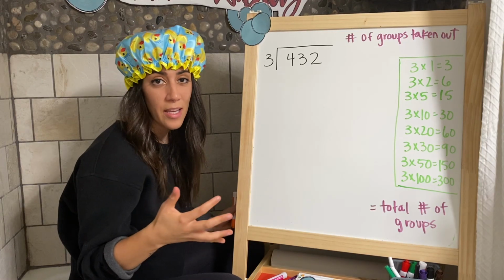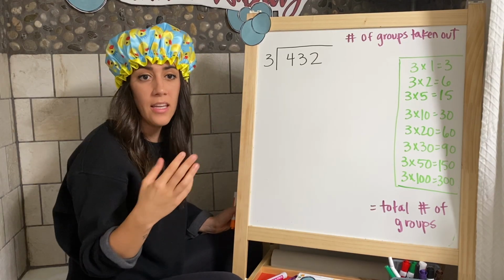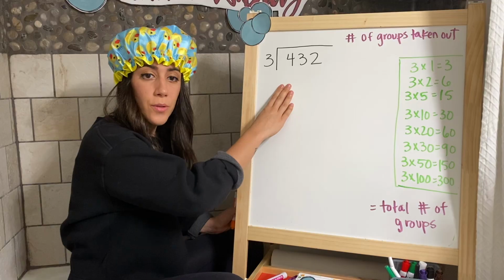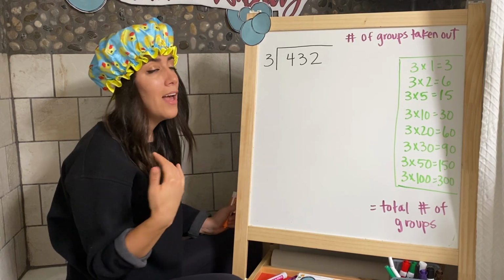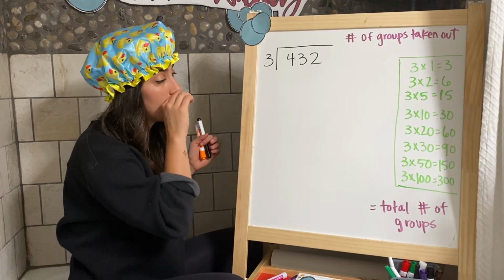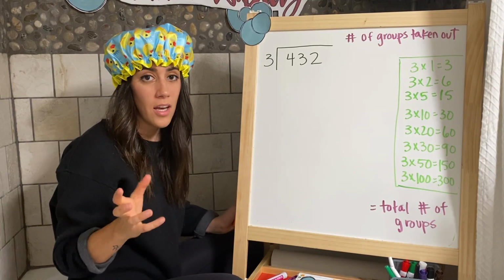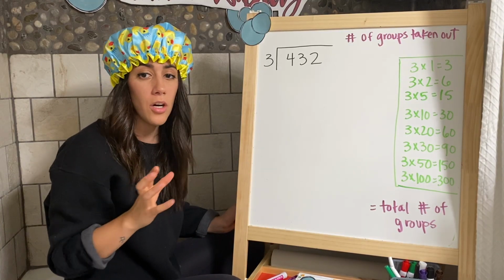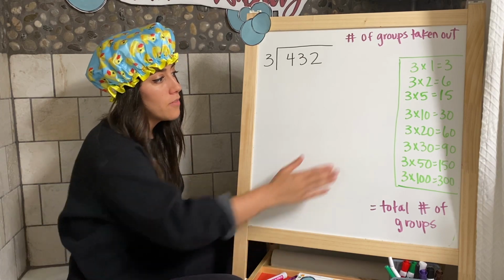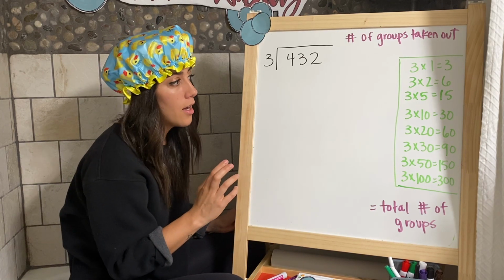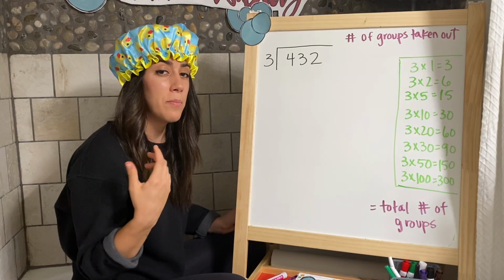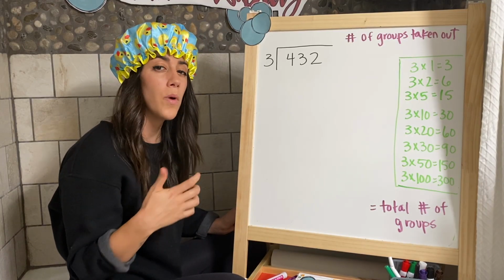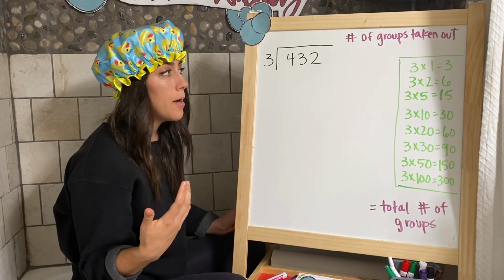Okay, using the same problem, I'm going to read it again. Liliana has 432 cookies to share with her 3 friends. If each friend gets the same number of cookies, how many cookies does Liliana give each friend? So what I've done, we're going to use a strategy called partial quotients. And what I've done on the side is just written down some facts of 3. It would be helpful to do this in your math journal when working on a problem.